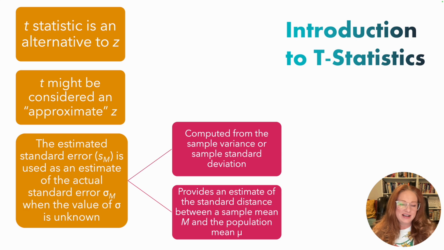When the value of the actual standard deviation is unknown, it's computed from the sample variance or the sample standard deviation. And it really does allow us, the researchers, an estimate of that standard distance between the sample mean and the population mean. So how far can we estimate, how far can we assume or guess, our sample mean is from the population mean? How far away does it deviate? How far away distance-wise is it from the population?